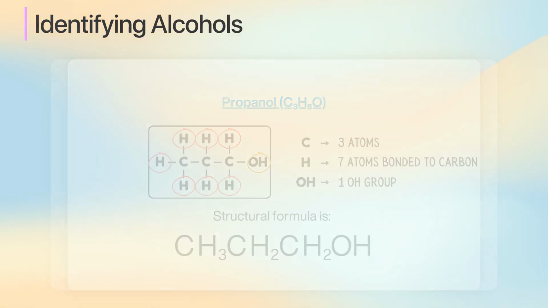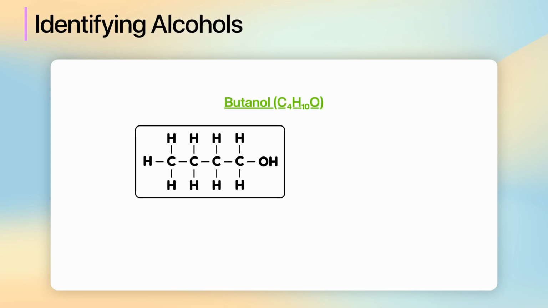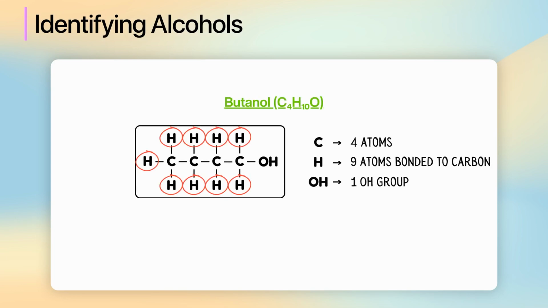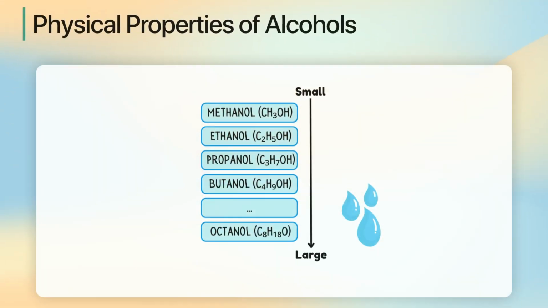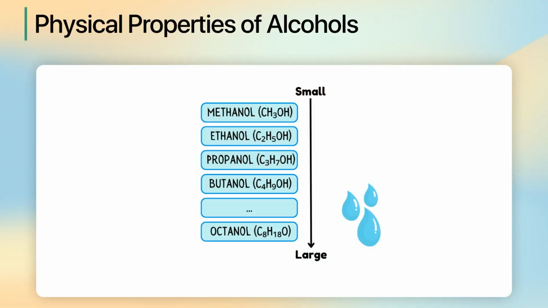CH3CH2CH2OH. The final alcohol we will look at is butanol. Butanol consists of 4 carbon atoms with 9 hydrogen atoms attached, and with 1 attached to an OH group. There are also multiple forms of butanol, but for your GCSEs, you only need to know about the form where the OH group is attached to the last carbon. This has the structural formula CH3CH2CH2CH2OH.